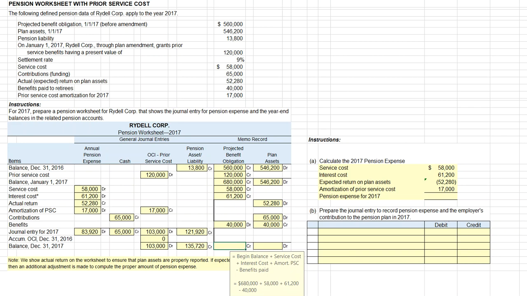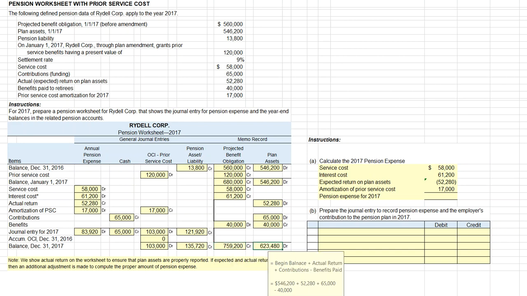Our ending pension benefit obligation is $759,200. We take our beginning balance of $680,000, we increase it by the $58,000 current period service cost plus the $61,000 in interest cost, and we deduct the benefits paid.